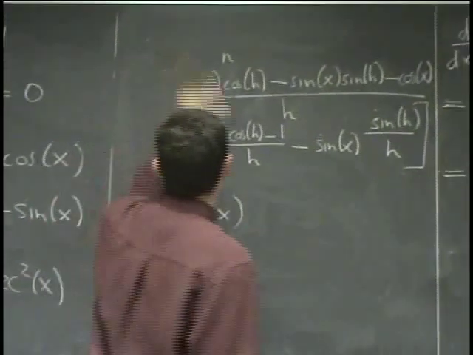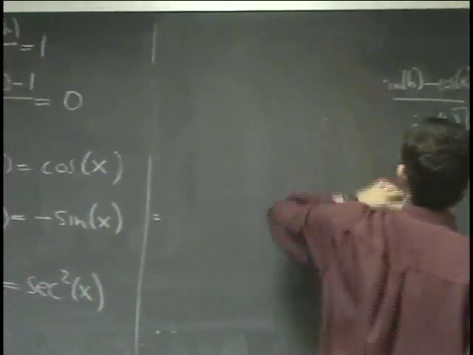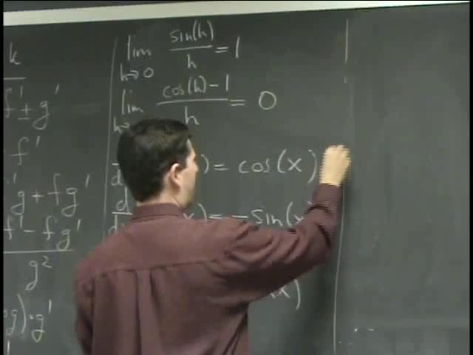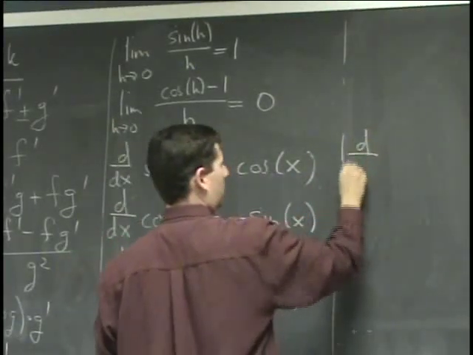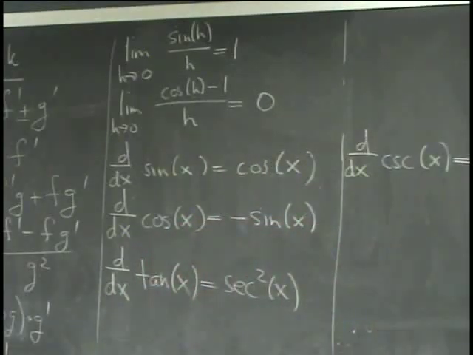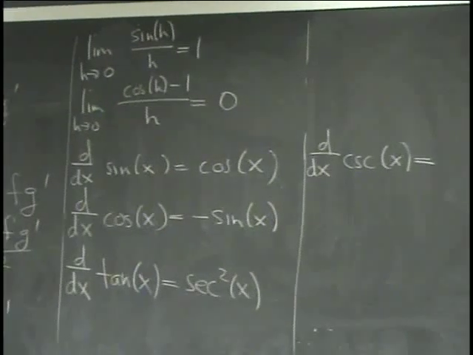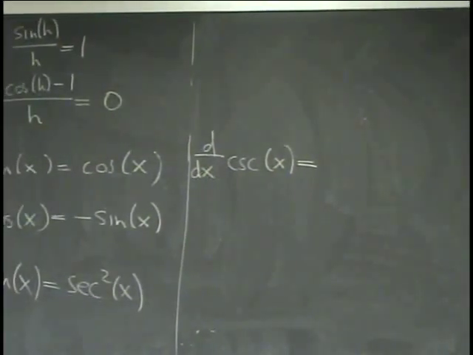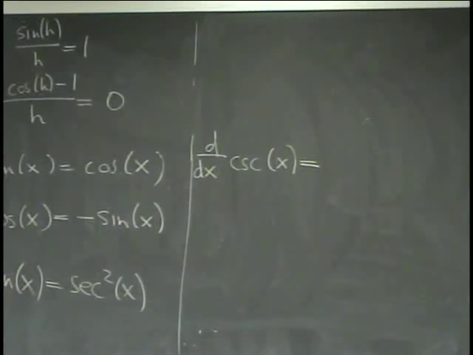There are three more. Might as well do them. It's good practice. Sine usually corresponds to cosecant, so we'll do that one next. What will be the derivative of cosecant? Well, how should we attack it? Cosecant is 1 over sine, so we can use the quotient rule again. And it should even be easier if you have a 1 on top.